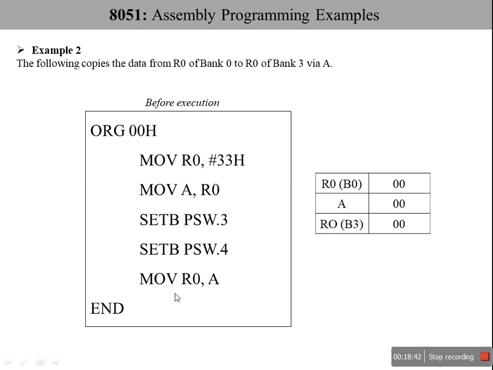Now after that, whatever registers you are using will belong to bank 3. So here the content of accumulator will be moved to the R0 register. This R0 register is a bank 3 register, right? Before executing this code, these are the contents: R0 of bank 0, then accumulator, and R0 of bank 3, which will be 00. After execution, 33 will be moved to R0, then R0 will move to accumulator. This is 33, this is also 33. This is how we access different registers of different banks.